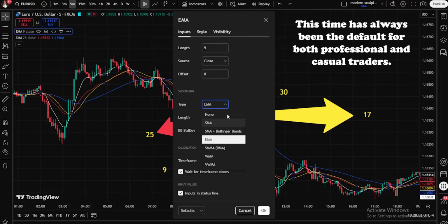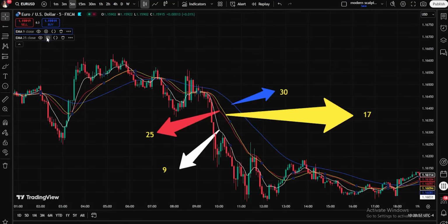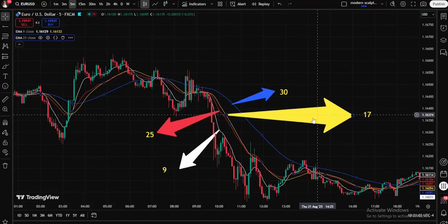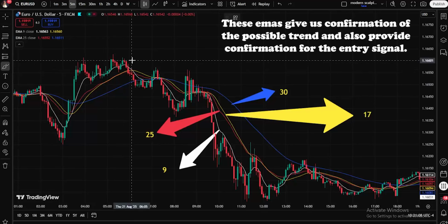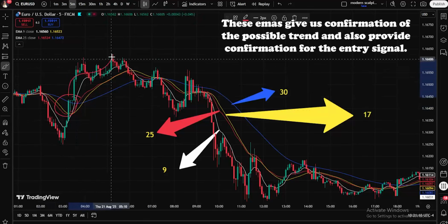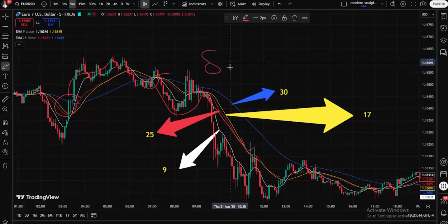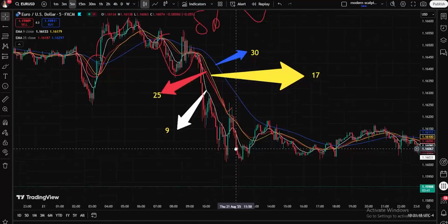In this method, we use 4 exponential moving averages: EMA 9, EMA 17, EMA 25, and EMA 30. Each of these EMAs has a specific role in identifying trends and receiving signals. When we put these 4 tools together, we get a clearer picture of the direction of market movement and can find more optimal entry and exit points.